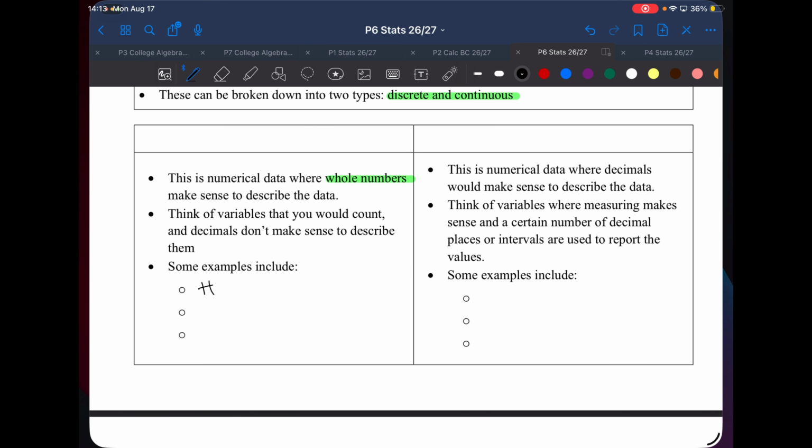Okay, number of apples. Group 5. Any other examples of something we can count? Students, so number of students. Okay, what about number of siblings? If I was to ask you how many siblings you have, would you say 1.5? I hope not. Right? We can't have 0.5 of a person.